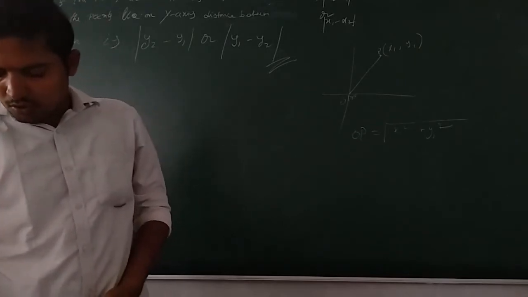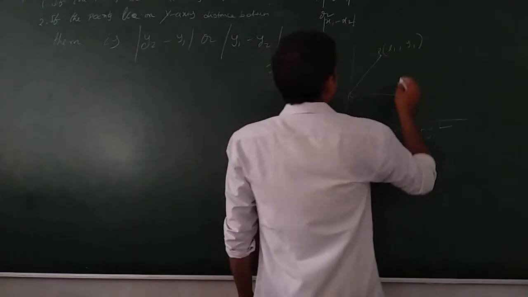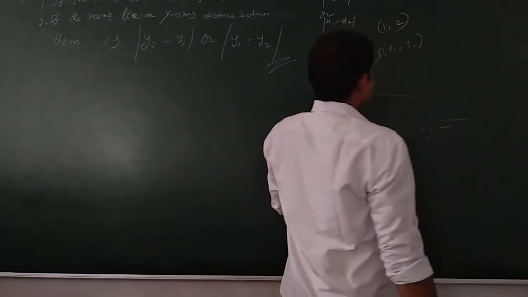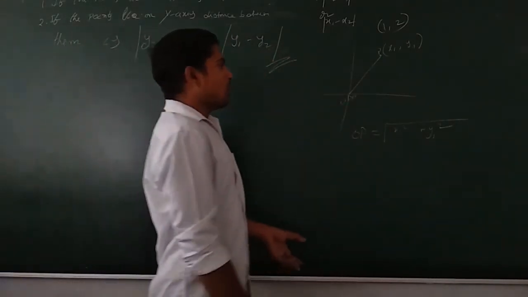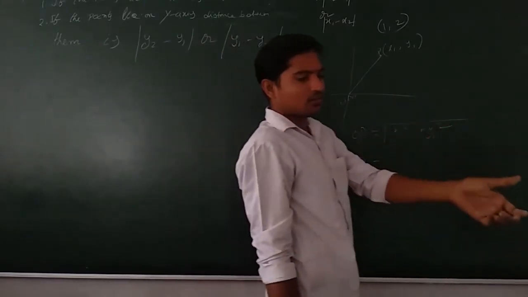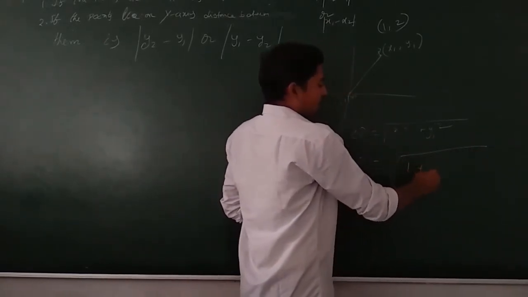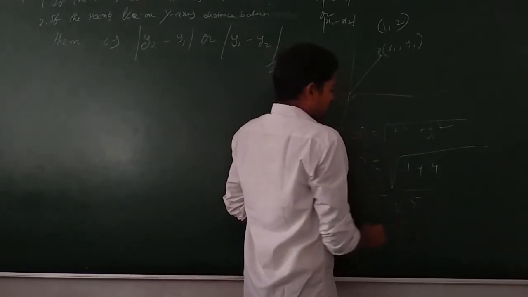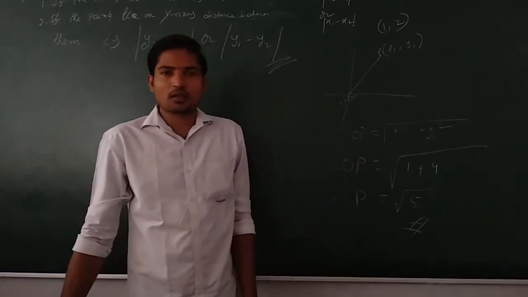Suppose we find the distance from the origin to a point. Let us take a numerical value, 1 comma 2. Find the distance from the origin to the given point. That becomes OP, which is square root of x1 square 1 plus y1 square 4, which is equal to root 5. Therefore, OP is equal to root 5. Right?